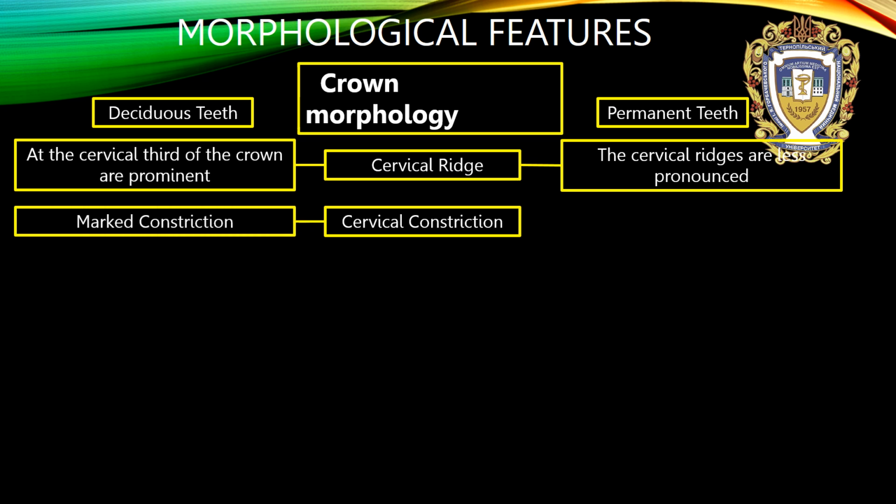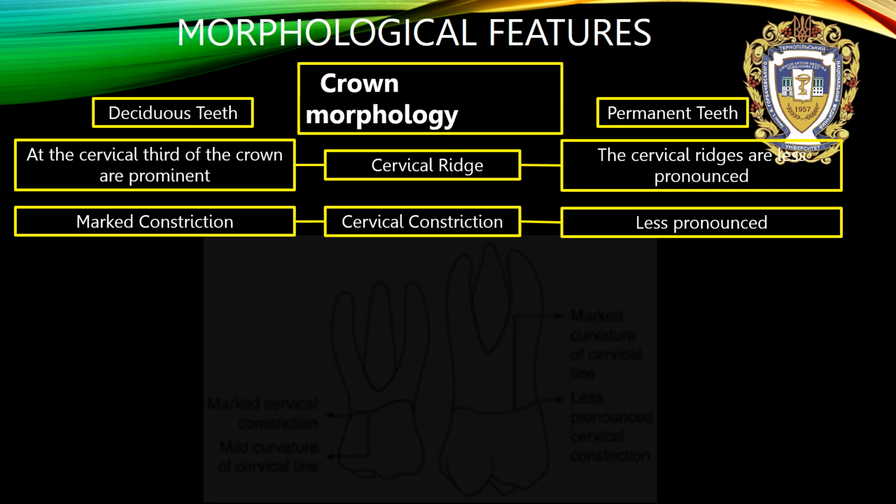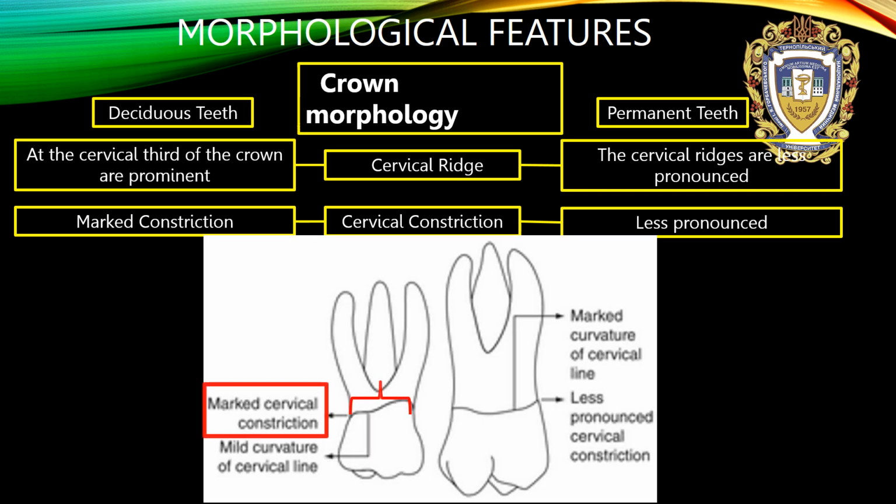A very important characteristic: cervical constriction. In temporary teeth, cervical constriction is marked. In permanent teeth, it is less pronounced. So, schematically, marked cervical constriction in temporary teeth and less pronounced cervical constriction in permanent teeth.